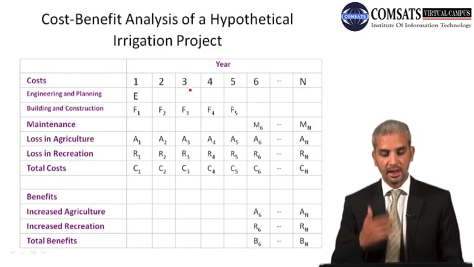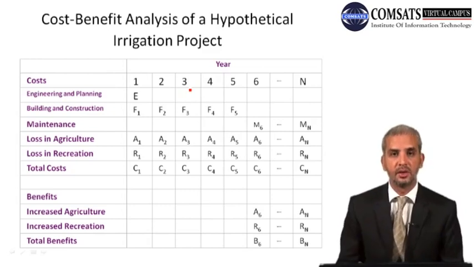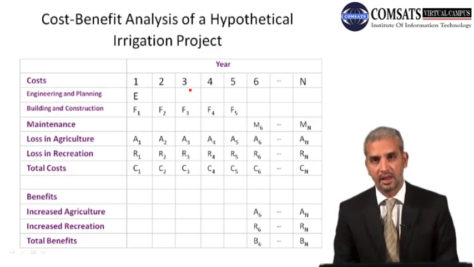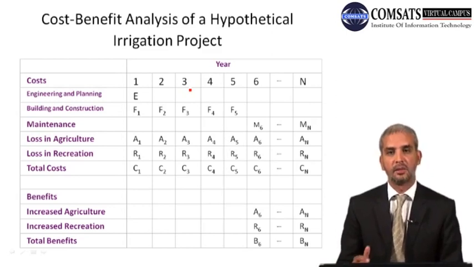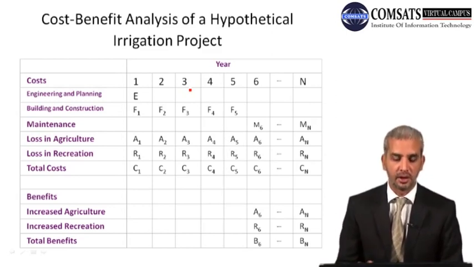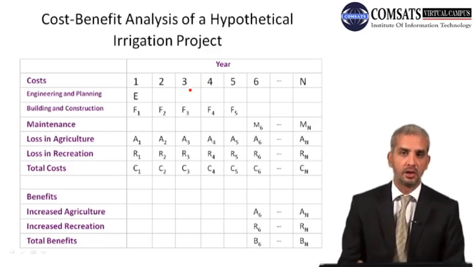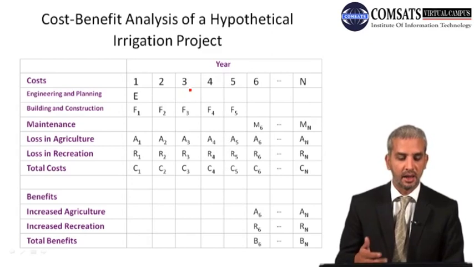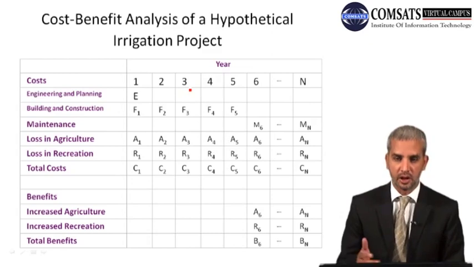So if you look at this, the first thing is engineering and planning, and that has been represented. We are not putting numbers over here, we are just putting alphabets to show the scenario of how cost and benefit analysis might be conducted. For example, for engineering and planning, there is a cost for the first year, which is represented by E, and that represents the initial cost employed in terms of all the design and all planning activities that are required for which that irrigation project has to be taken up.